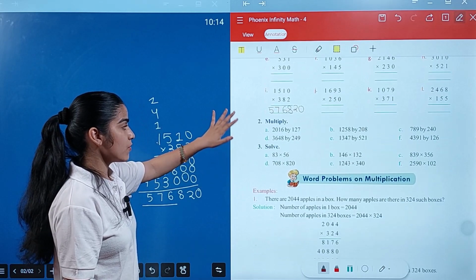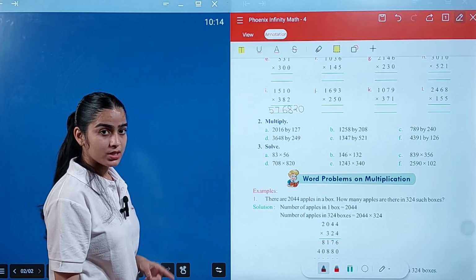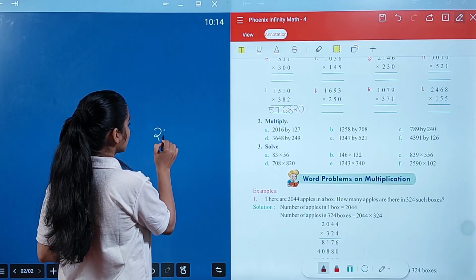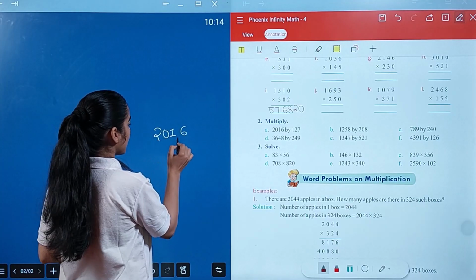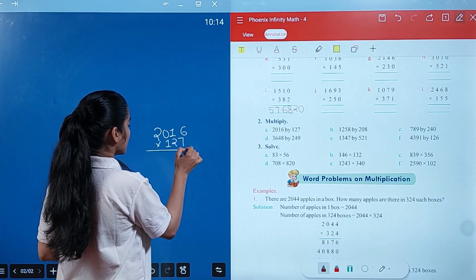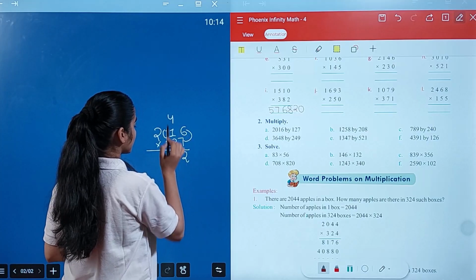After this, we move forward to the next question, which is multiply. But in this, we first have to write it in a column and then we have to solve it. So we have 2016 multiplied by 127. 7 6 are 42. So we write 2 here. 4 will be shifted to the next number.